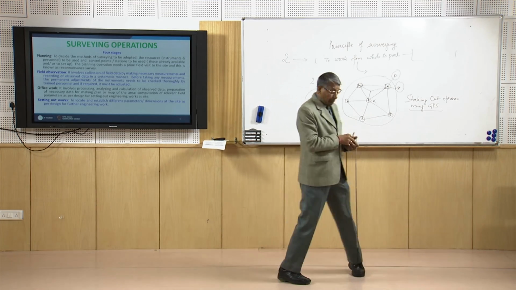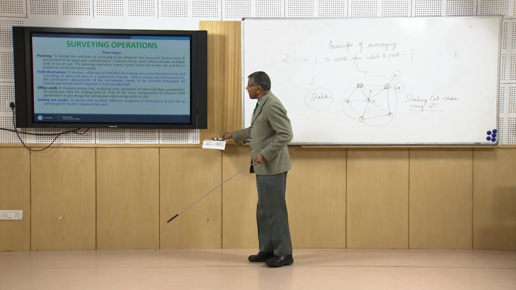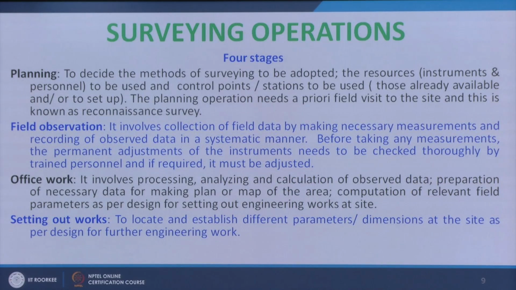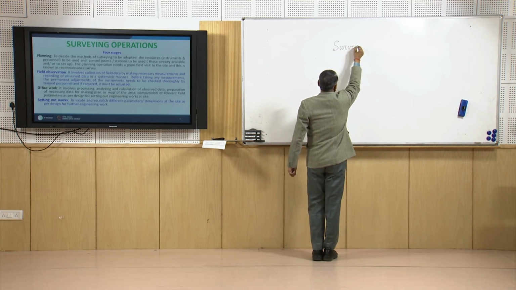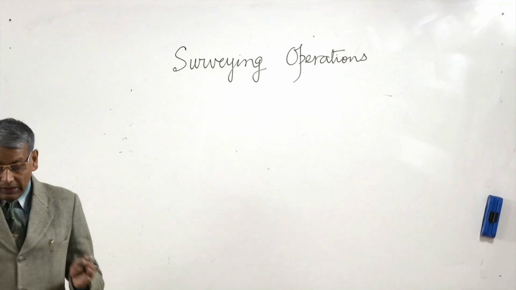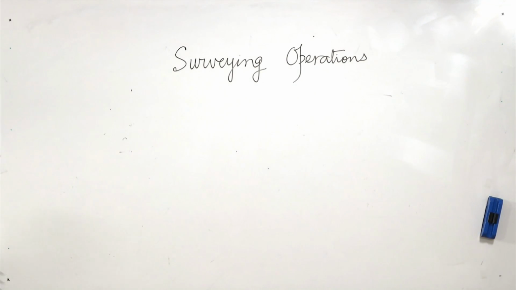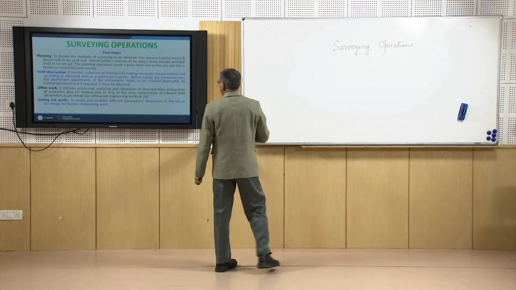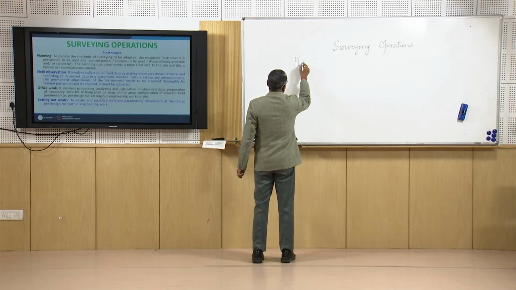Now the final topic of today's second class is what are the different operations we need to do during surveying. So there are 4 fundamental surveying operations. What are the fundamental operations we need to do for carrying out any surveying work? First we should plan our work, that is called planning.